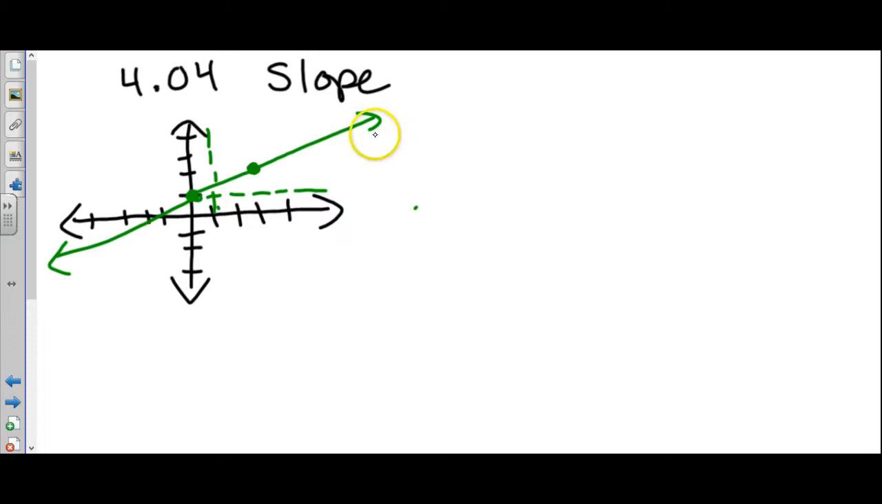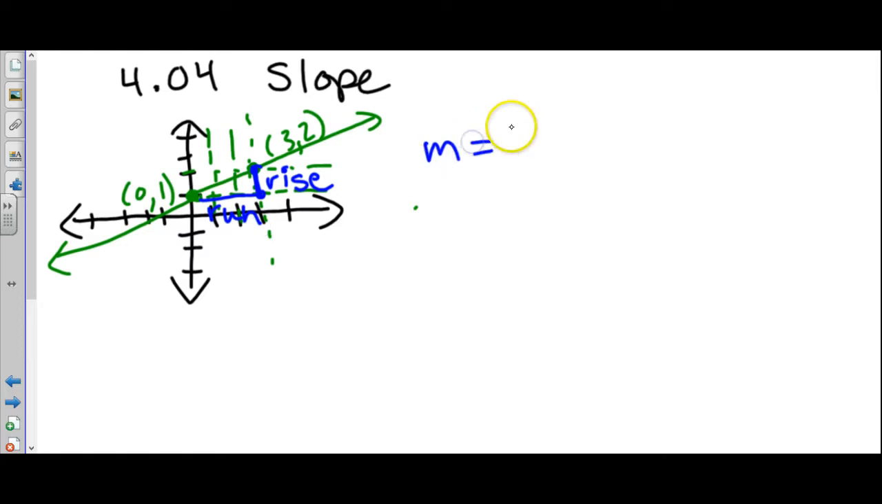So if it was a full grid, you can see that the line crosses here at 3, 2 and at 0, 1. So the slope of a line is given by how far up you've gone, called the rise, and how far over you've gone, called the run. They may also refer to it as the change in y over the change in x, but more commonly it's referred to as the rise over the run.